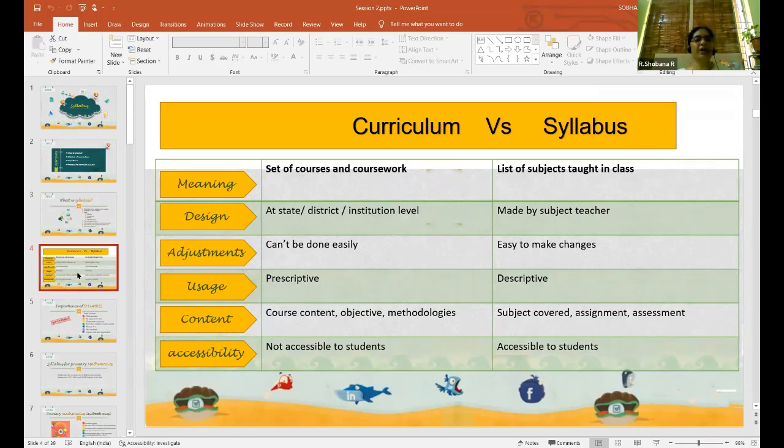For mathematics, you can have activities even outside the classroom. Take them on a field trip. You can take them to a grocery store to show them billing. So all those activities come under curriculum because that covers all the activities we do to enable the children to learn the objectives in a broader sense. Whereas syllabus is more of academic oriented activities.